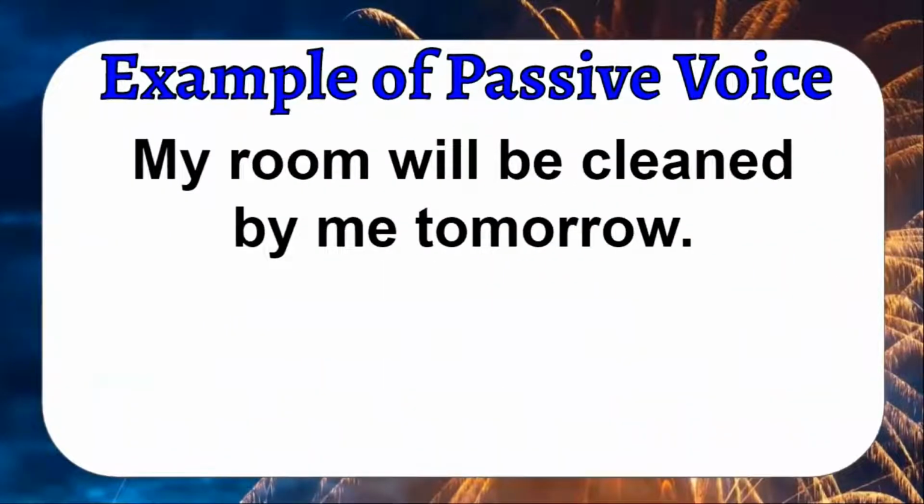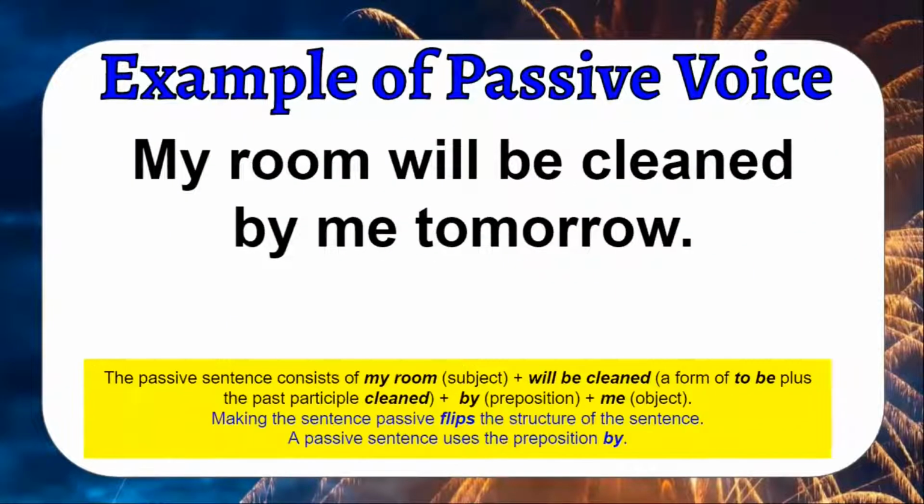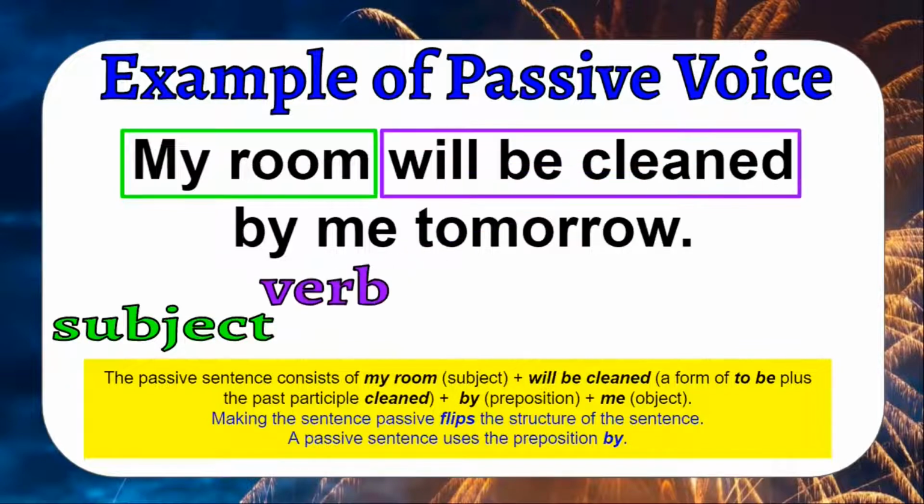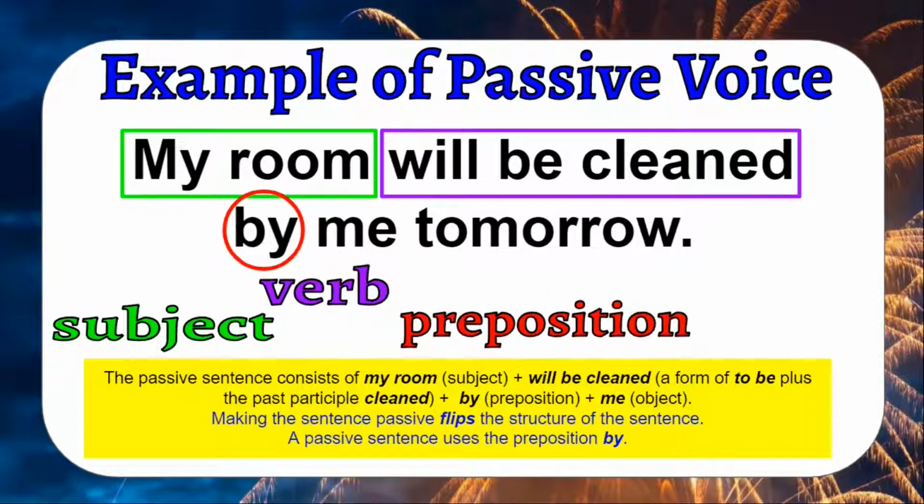My room will be cleaned by me tomorrow. The passive sentence consists of my room, subject, will be cleaned, the verb, a form of to be plus the past participle cleaned, by a preposition, me, the object. Making the sentence passive flips the structure of the sentence. A passive sentence uses the preposition by.